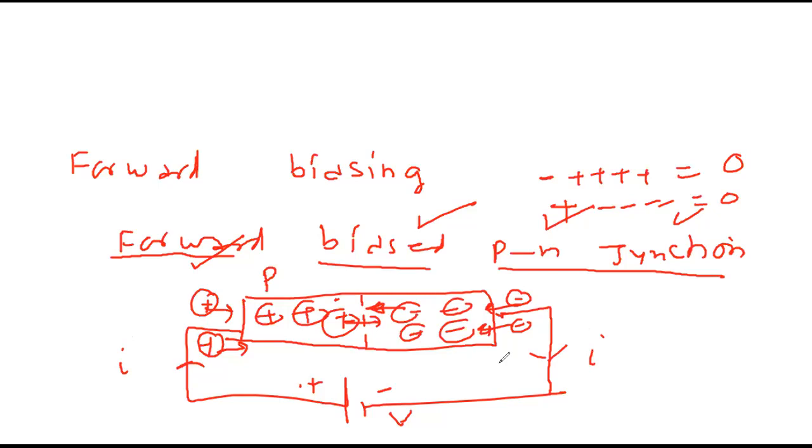So in forward biased, charges diffuse, resistance is negligible, current flows, and junction diode conducts. Conduction means allows the current. So it is behaving like closed circuit.